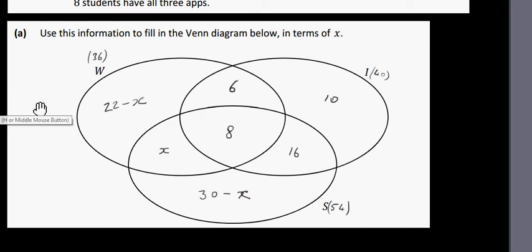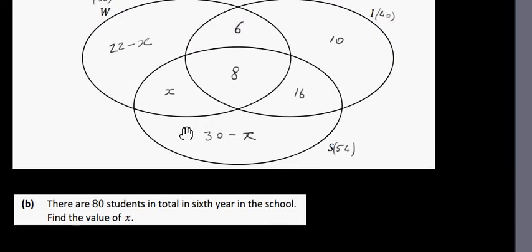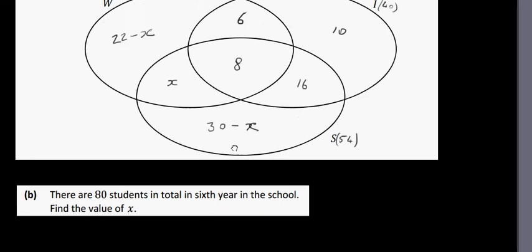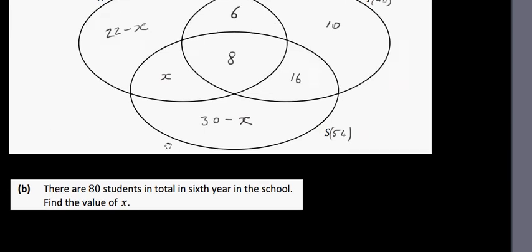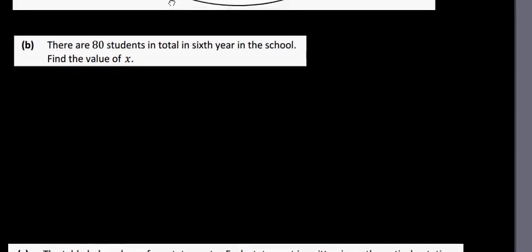So usually what they do now, and I think they do down here, is they ask you to find out what x is. So in order to do that, they tell us that there are 80 students in total in sixth year. So all of these numbers here need to add up to 80. So let's just work all that out. So what I'm going to do is say 22 minus x plus 6 plus 10 plus x plus 8 plus 16 plus 30 minus x, all that equals 80. That's my equation, and I'm going to solve that. So let me just write all that out.